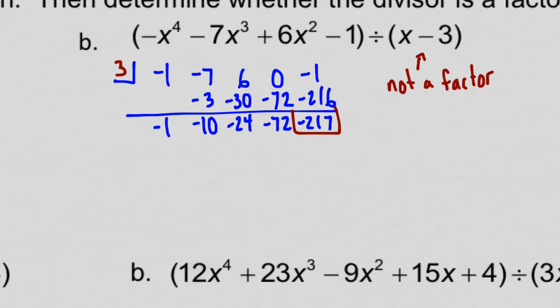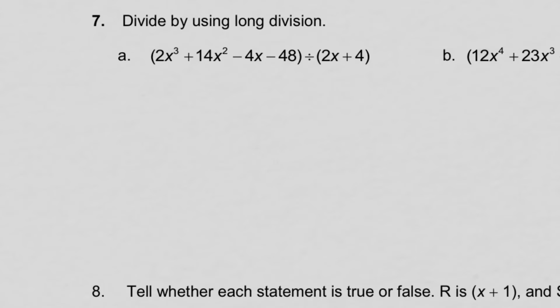All right, so here's the answer for part B. You can see my work right there. Hopefully everything's correct. The point of this is right here, we got a remainder of negative 217, which means that this x minus 3 is not a factor. Also, make sure you remember that if it's divided by x minus 3, the number you place here is 3. Let's move on to number 7.